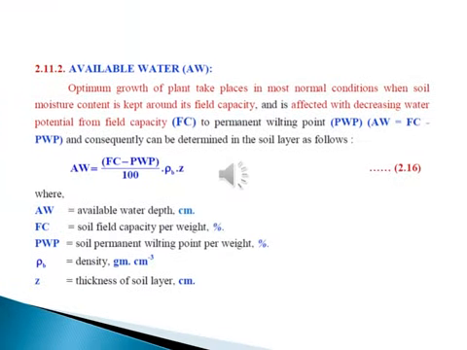The available water. Optimum growth of plants takes place in most normal conditions when soil moisture content is kept around its field capacity, and it is affected by decreasing water potential from field capacity to permanent wilting point. Hence, it can be determined in soil layers by the enclosed equation.